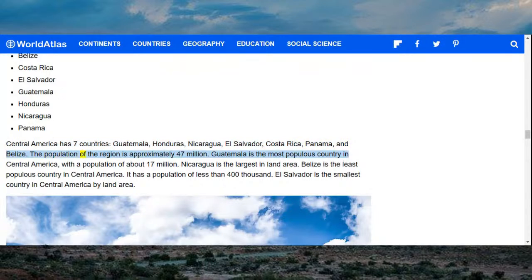The population of the region is approximately 47 million. Guatemala is the most populous country in Central America, with a population of about 17 million. Nicaragua is the largest in land area. Belize is the least populous country in Central America. It has a population of less than 400,000. El Salvador is the smallest country in Central America by land area.